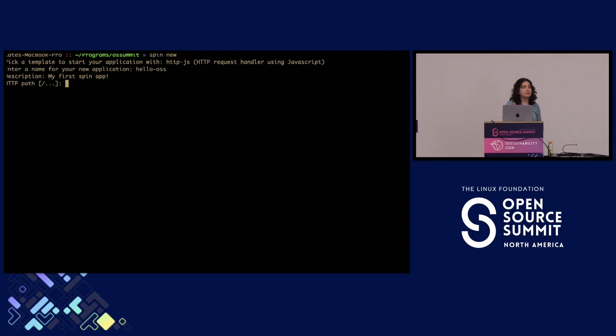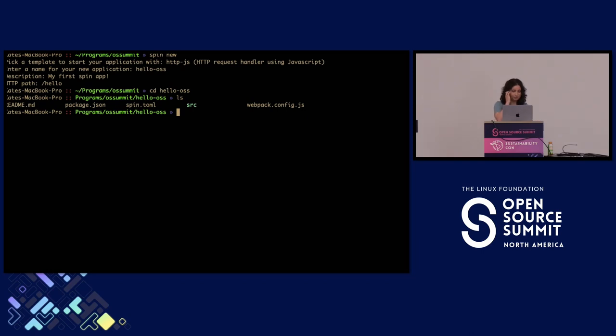And here's where we can say, so this application, as you can see, is triggered by an HTTP request. By default, our templates will do that, or you can choose a Redis template to have it triggered by a Redis message in a queue. But within that trigger, you can also specify what path on the request. So let's pick a path of hello on our endpoint. And now you can see that we have a project that's been scaffolded for us.